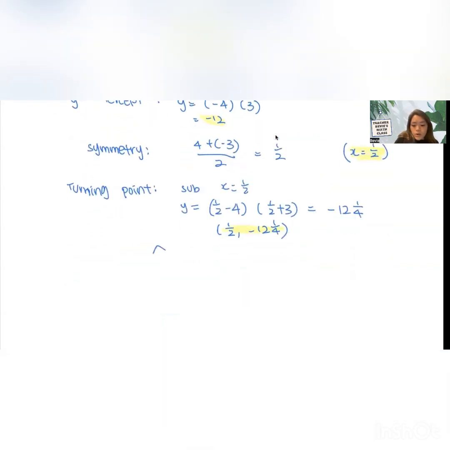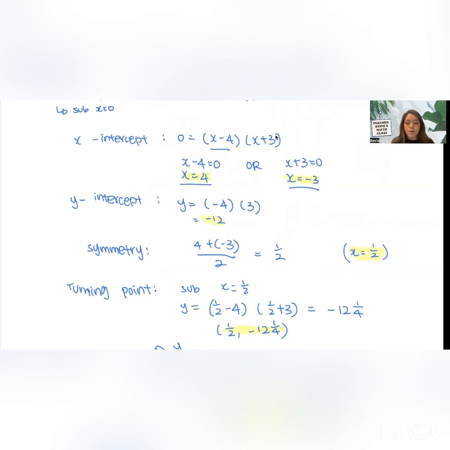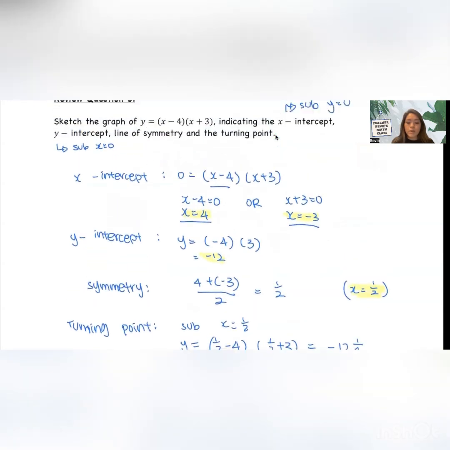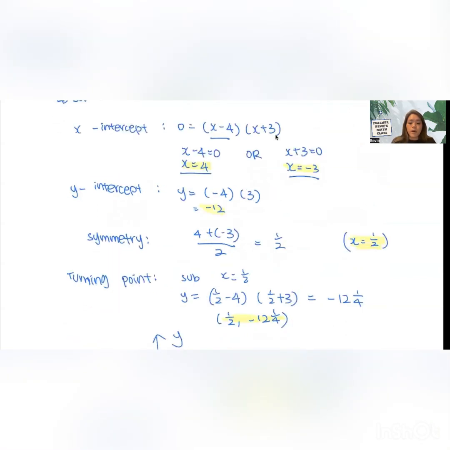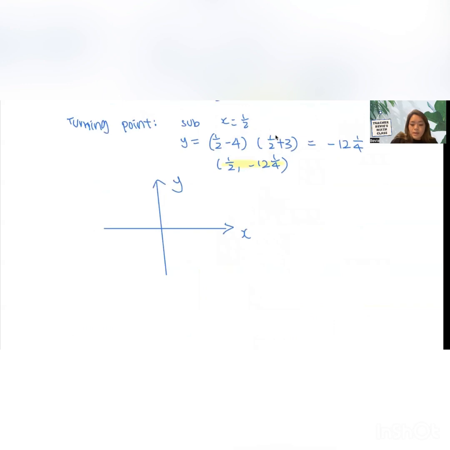I will first sketch out my x and y axes. Remember to label them. My x-intercepts are minus 3 and 4. To determine whether this is a positive or a negative graph, I first look at the coefficient of x squared. In this case, x squared has a coefficient of positive 1. Therefore, this is a positive graph with a happy face, so it's going to be a U-shaped graph.